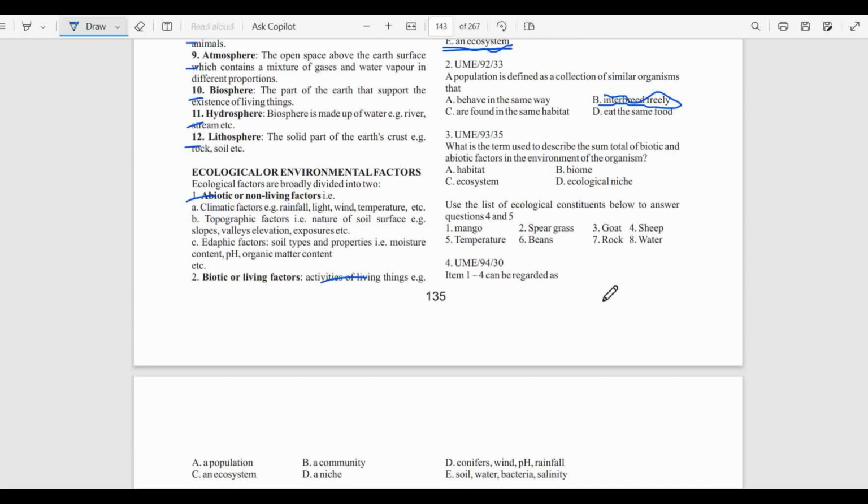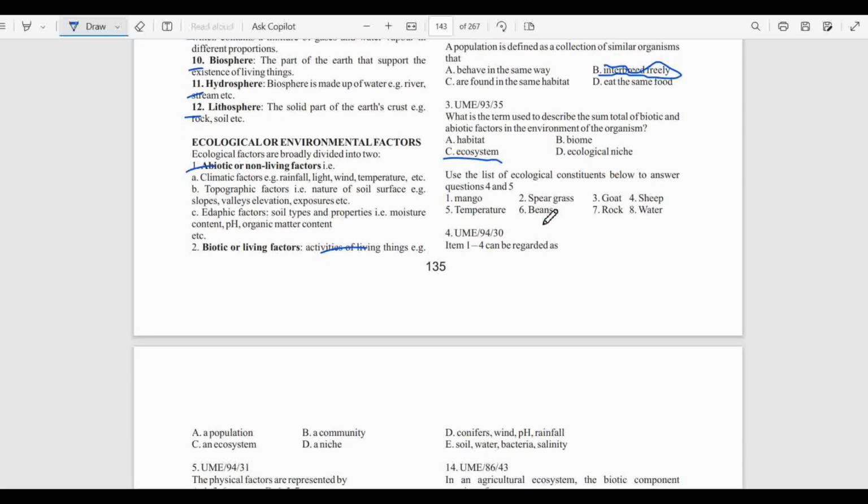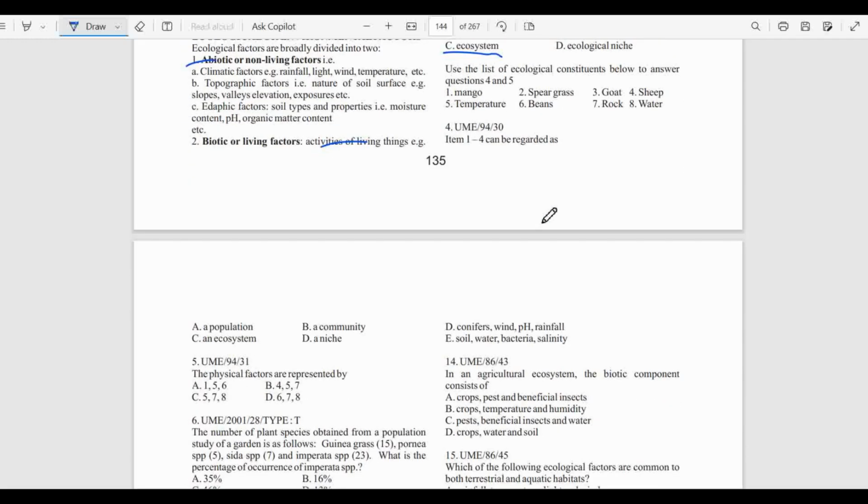Question number 3. What is the term used to describe the sum total of biotic and abiotic factors in the environment of the organism? We mentioned that in question 1, and that is ecosystem. The next question says, use the list of ecological constituents below to answer questions 4 and 5. So you're given this list. Number 1, mango. Number 2, spear grass. Number 3, goat. Number 4, sheep. Number 5, temperature. Number 6, beans. Number 7, rock. Number 8, water.